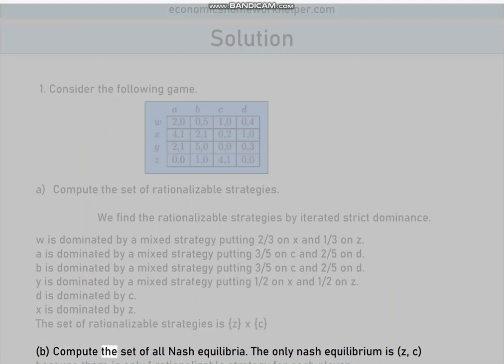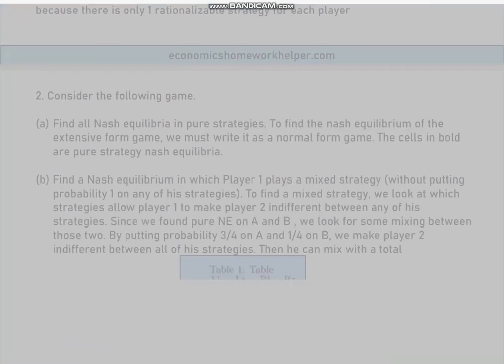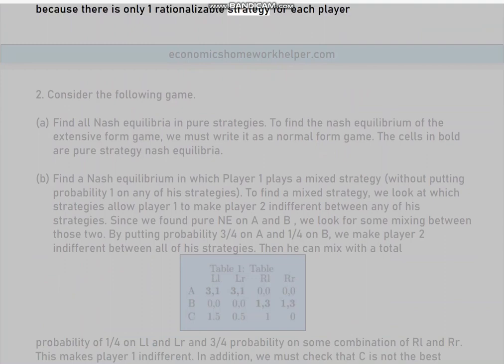B. Compute the set of all Nash equilibria. The only Nash equilibrium is (Z, C), because there is only one rationalizable strategy for each player. Economicshomeworkhelper.com.